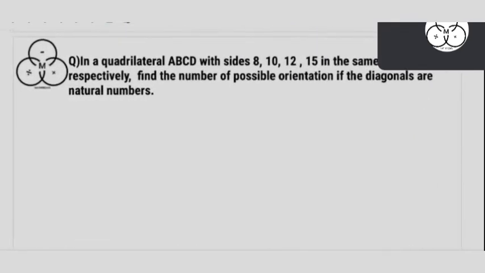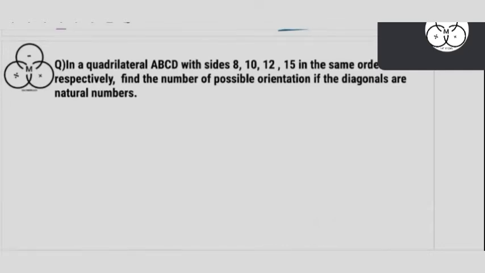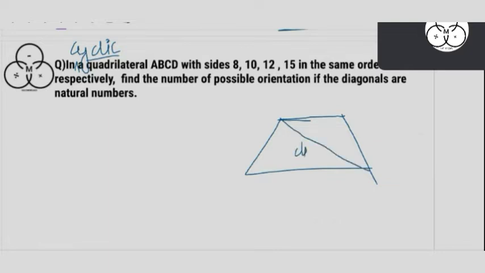In a quadrilateral ABCD, again a typing mistake. In a cyclic quadrilateral ABCD, with sides 8, 10, 12, 15 in the same order respectively. Find the number of possible orientations if the diagonals are natural numbers. Cyclic quadrilateral in the same order, diagonal 1, diagonal 2. This is not a trapezium, this is a cyclic quadrilateral.